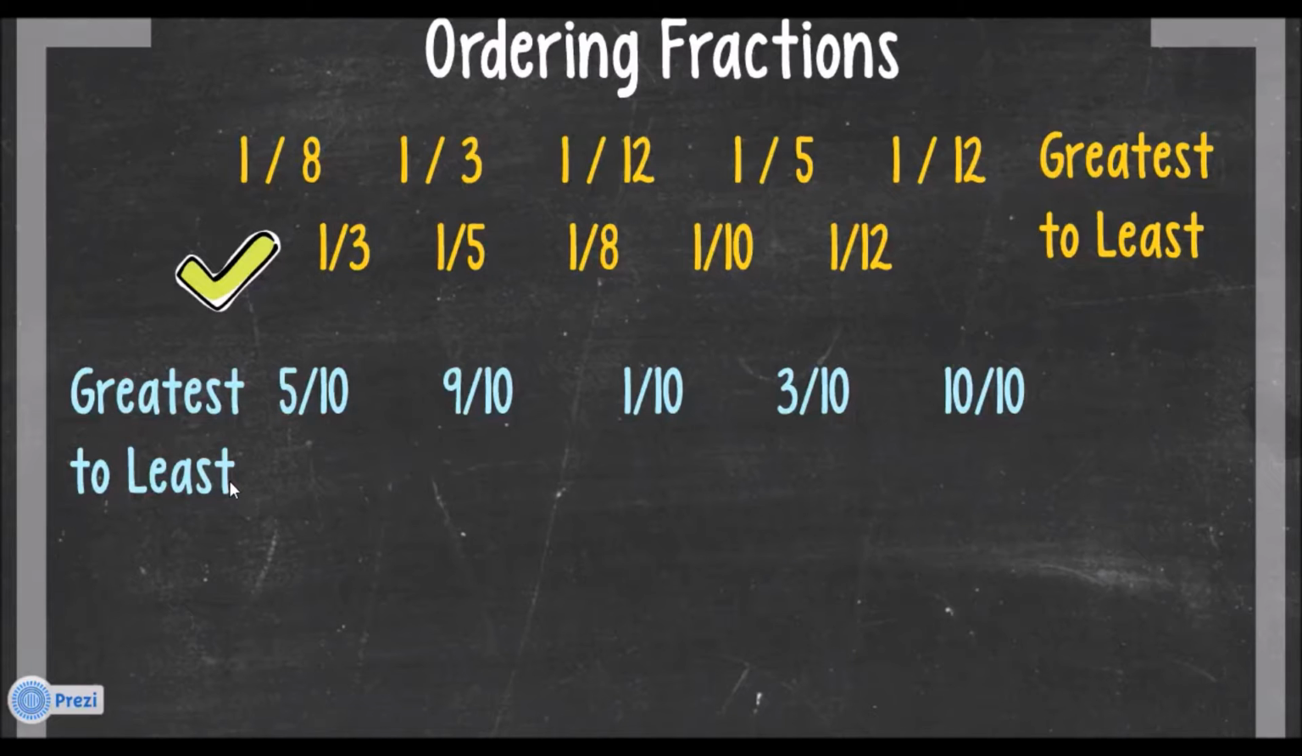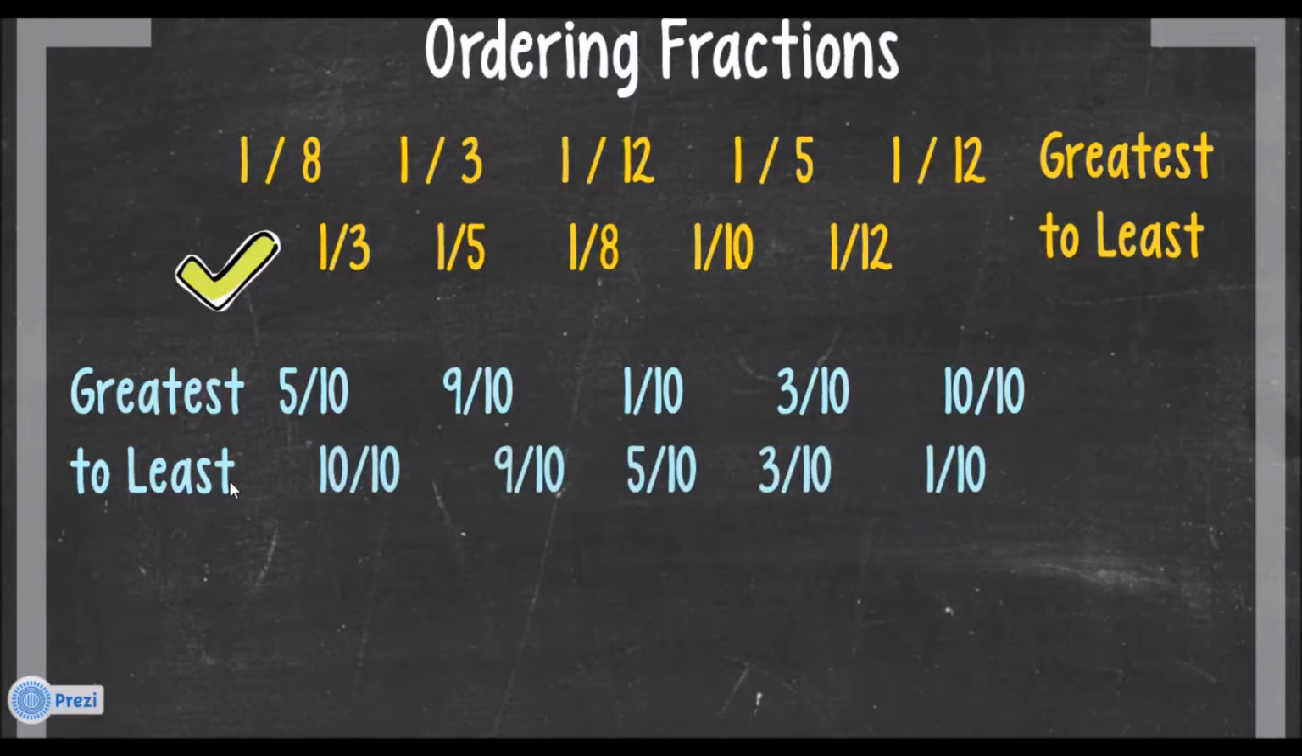Alright, so putting them from greatest to least, we should have 10/10, 9/10, 5/10, 3/10, and 1/10. Okay, and 10/10 we know is 1 whole. But I just wanted to see it written out with numerator and denominator.